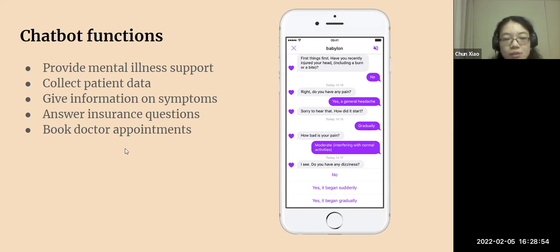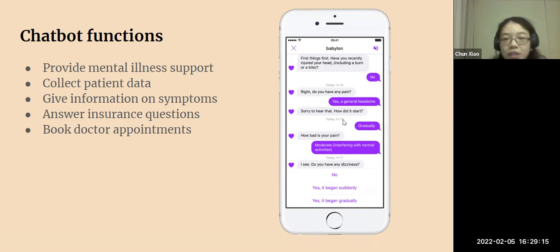This can also help you book doctor appointments. If you're searching for a specific healthcare need and you need a certain specialist or physician to help you, then a chatbot can search near you and it can find a physician that suits your needs best.